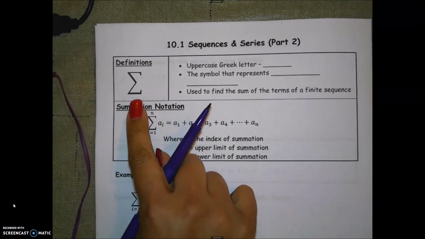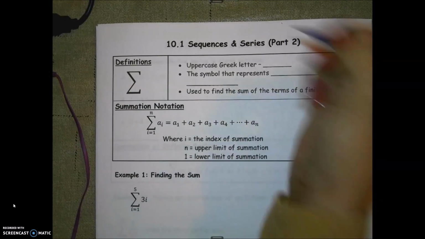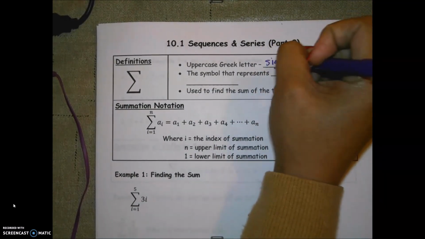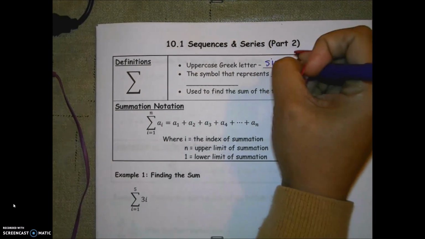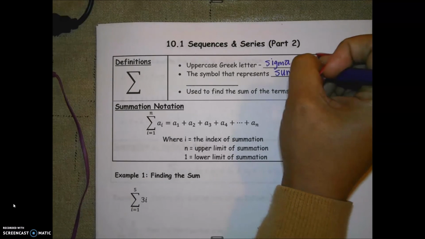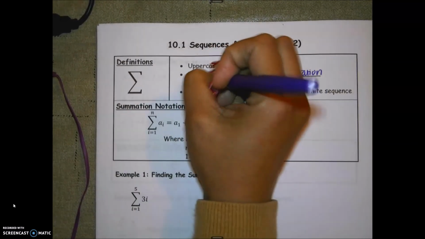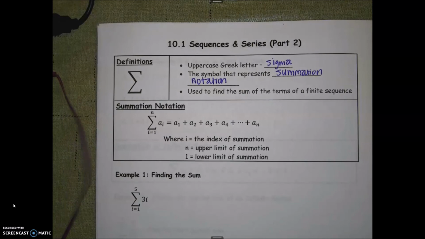Alright, this symbol right here is a symbol that represents series. It is the uppercase Greek letter sigma. It is the symbol that represents summation notation. It is used to find the sum of the terms of a finite sequence.